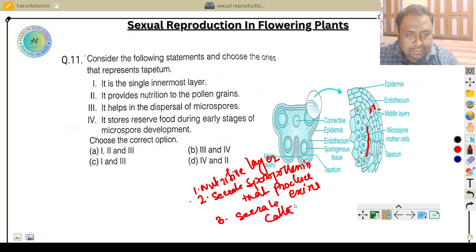callase enzyme. When the spore tetrads are produced, these spores are attached to each other by callose. This callose is broken down by the callase and the four pollen grains separate from each other. Okay.